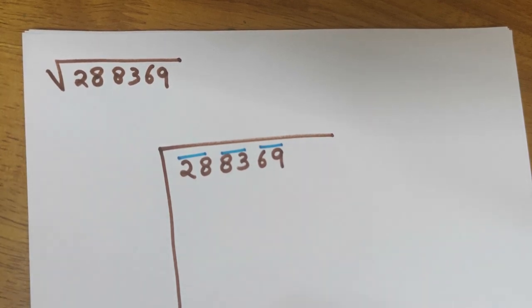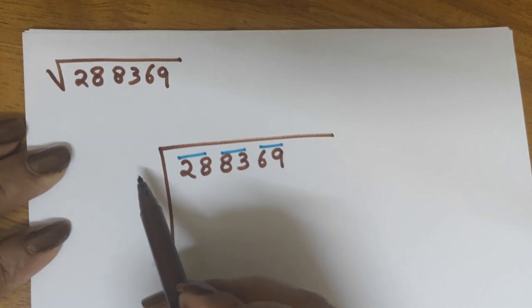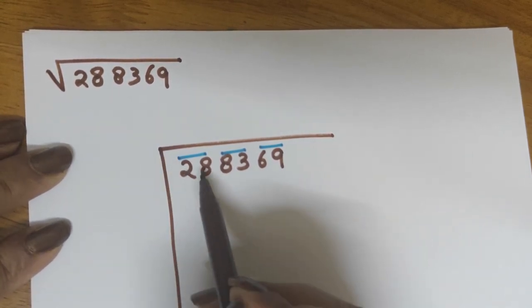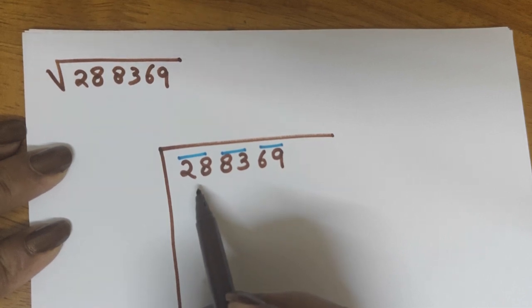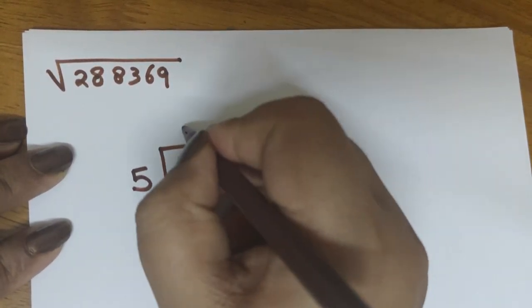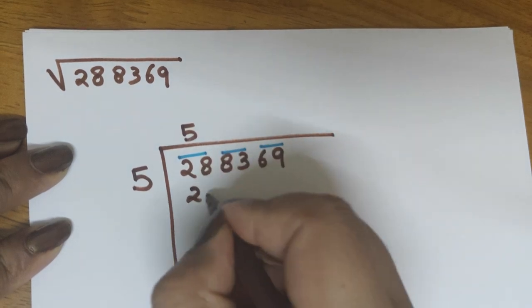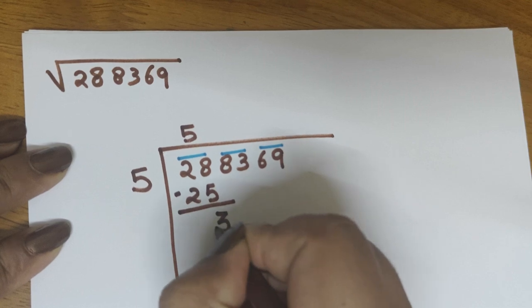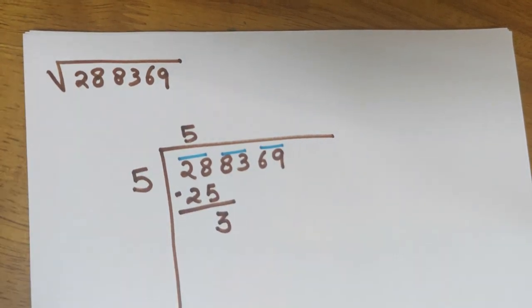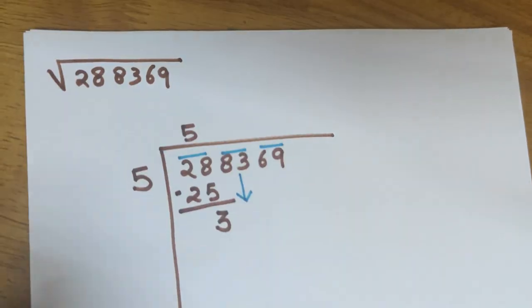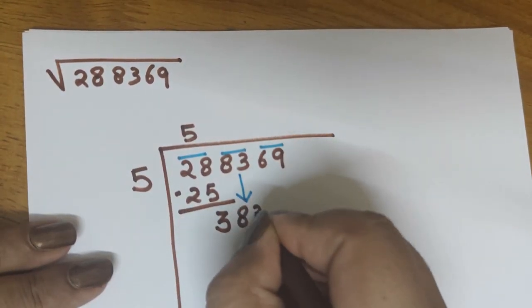First of all we will search for a number which when multiplied by itself will be less than or equal to 28. The number which comes to mind is 5. 5 5s are 25. So I will write 5 here, 5 here and 25 here. I will subtract it, it will be 3. Now I have to bring this pair down. So now we will have 383.